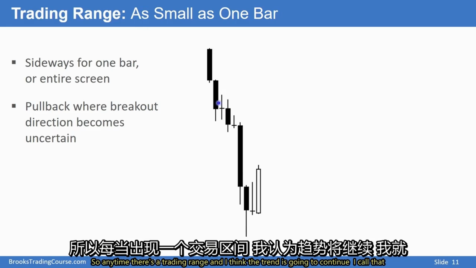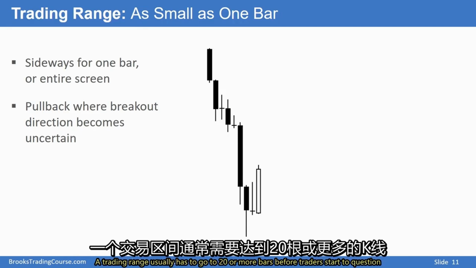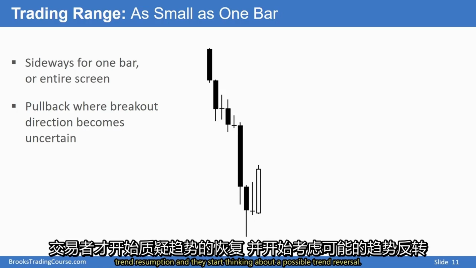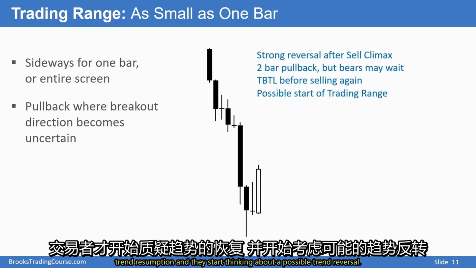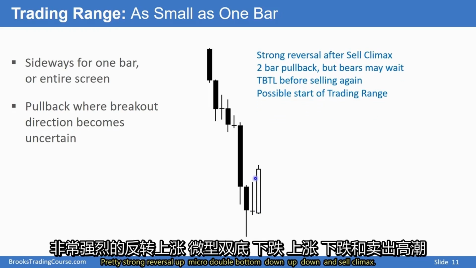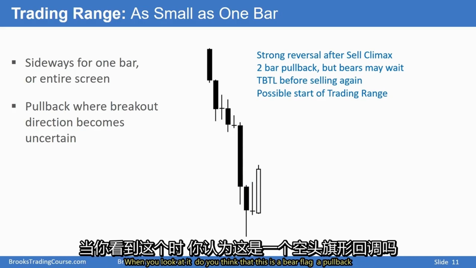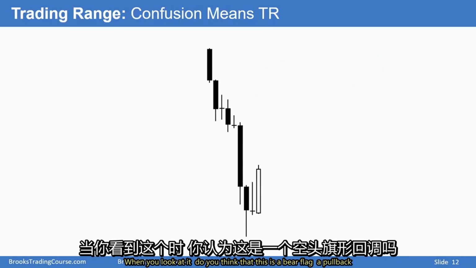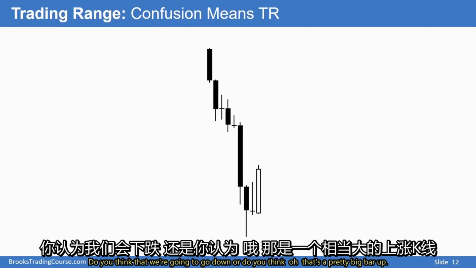So anytime there's a trading range and I think the trend is going to continue, I call that trading range a pullback. Trading range usually has to go to 20 or more bars before traders start to question trend resumption and they start thinking about a possible trend reversal. Pretty strong reversal up, micro double bottom, down, up, down, and sell climax. When you look at it, do you think that this is a bear flag, a pullback? Do you think that we're going to go down? Or do you think, oh, that's a pretty big bar up. I'm a little bit confused.